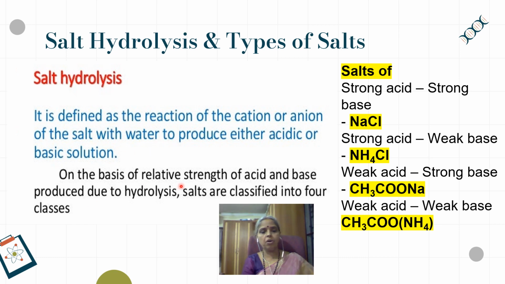On the basis of relative strength of acid and base produced due to hydrolysis, salts are classified into 4 types. Salts can be of 4 types: salt of a strong acid and strong base, strong acid and weak base, weak acid and strong base, and weak acid and weak base. We have also given 4 different examples. In the next slide, we will learn about the different types of salts and the solutions that are obtained due to their hydrolysis, the nature of the solutions. Will they be acidic? Will they be basic or neutral?